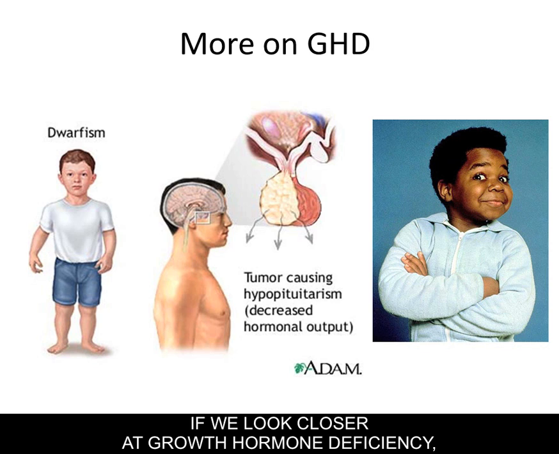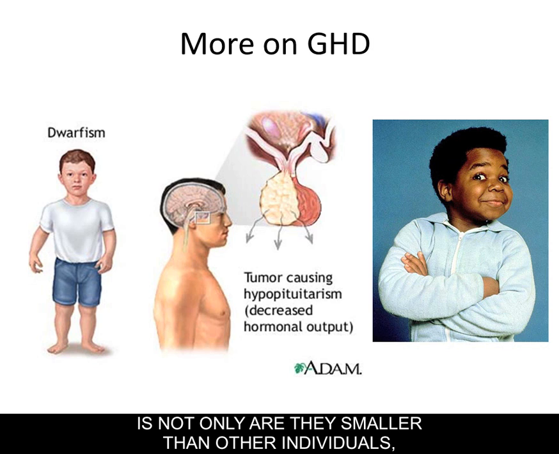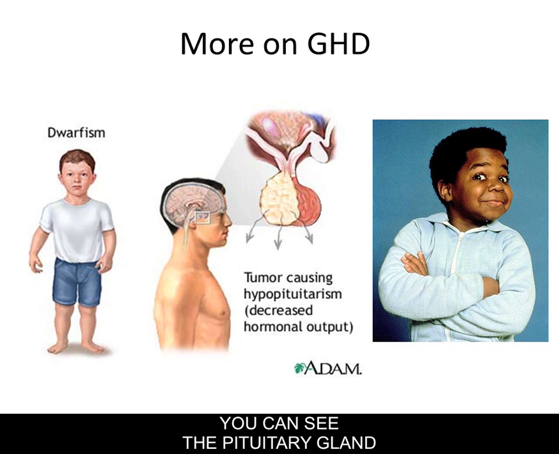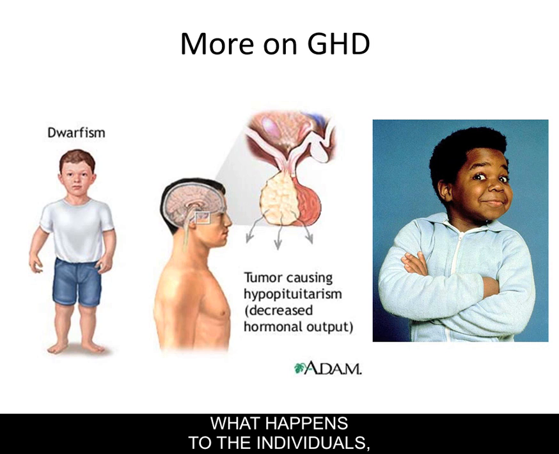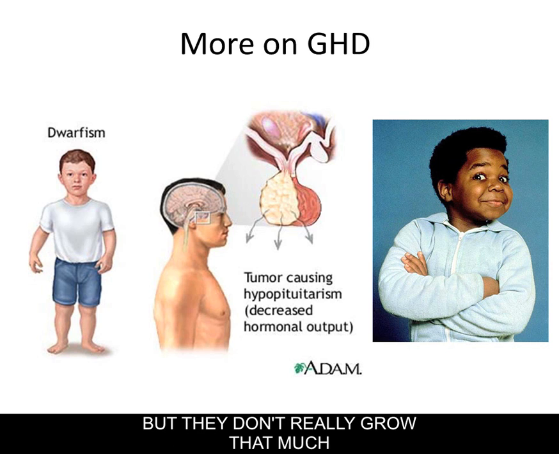If we look closer at growth hormone deficiency, what we see in individuals is not only are they smaller than other individuals, but a lot of other things change as well. So if you look in the center, you can see the pituitary gland, which is responsible for producing that. But if growth hormone deficiency does happen, not only do they not grow very fast at that age, but they don't really grow that much throughout their entire lives.